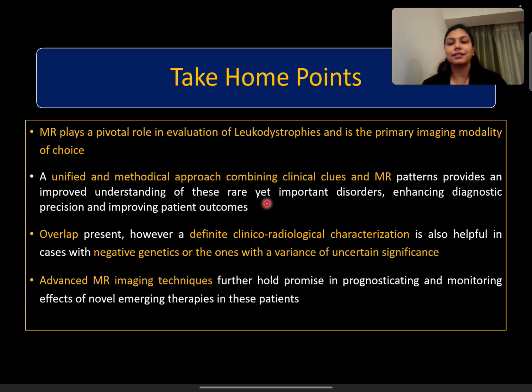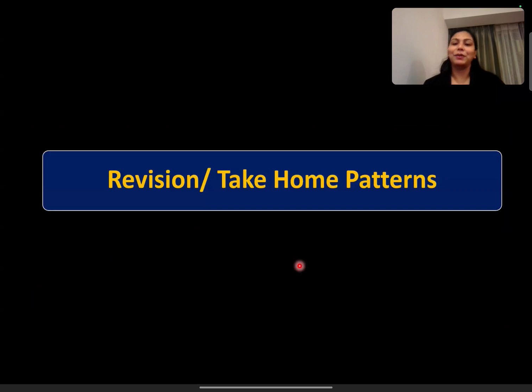Then there are a lot of emerging therapies, especially for PMD and certain other disorders as well. In such situations, advanced MR techniques hold promise that they can help in quantification of the amount of myelin, and can guide about the prognosis of how the treatment is going. So before ending, I know these were very difficult cases, and we may not encounter them very commonly, but I want you to take at least some patterns from this lecture.